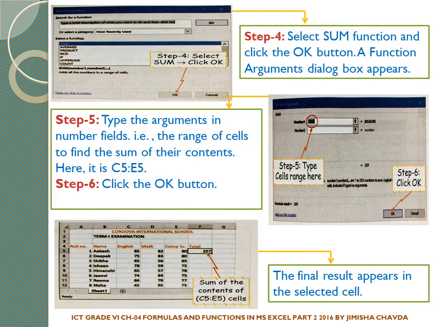A function arguments dialog box appears. Step 5. Type the arguments in number fields, that is, the range of cells to find the sum of their contents. Here it is C5 to E5. Step 6. Click the OK button. The final result appears in the selected cell. Now you can drag the autofill handle and the remaining values will be filled with the formula you have applied in the cell address F5. You can use other functions in the same manner.